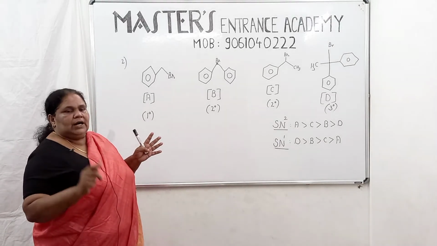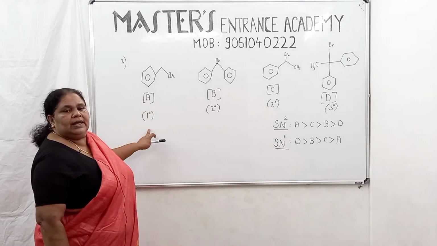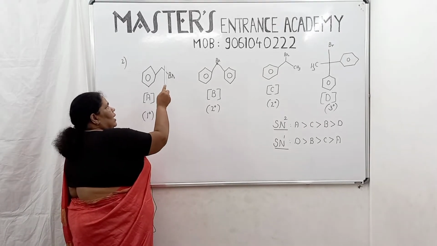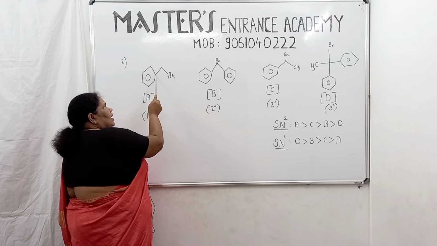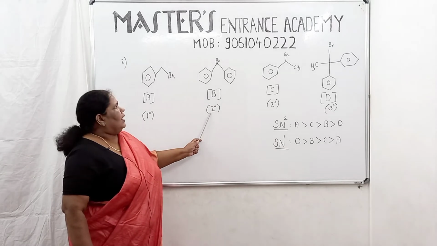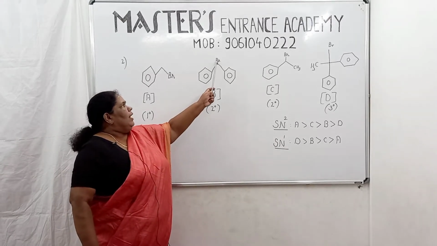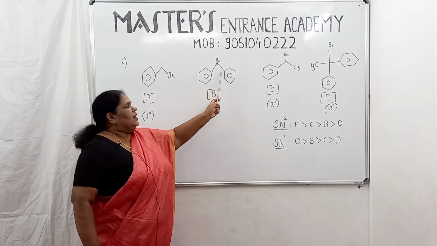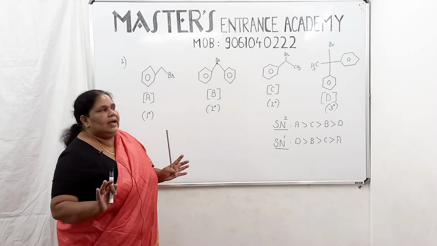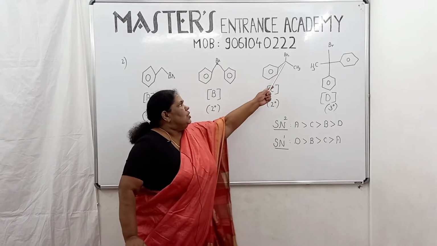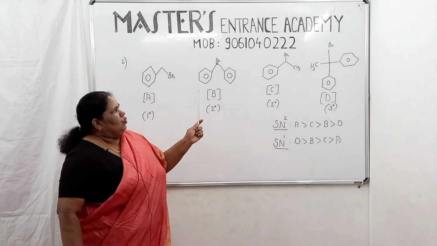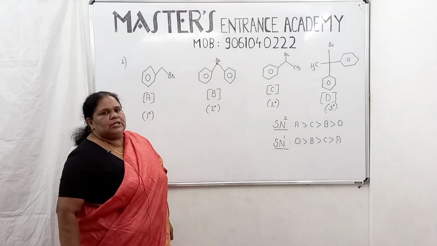Then remember, compound A is primary alkyl halide. Why? Because the carbon bearing halogen is directly connected to only one carbon atom. Structure B is secondary alkyl halide. Why? The carbon bearing halogen is directly connected to 2 carbon atoms. Structure C is also secondary alkyl halide. Why? Because the carbon bearing halogen is connected to 2 carbon atoms. One is benzene ring, the other one is methyl group.